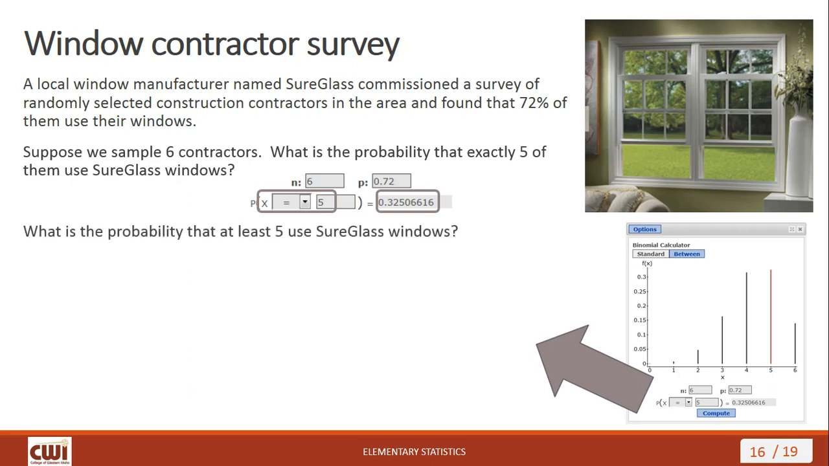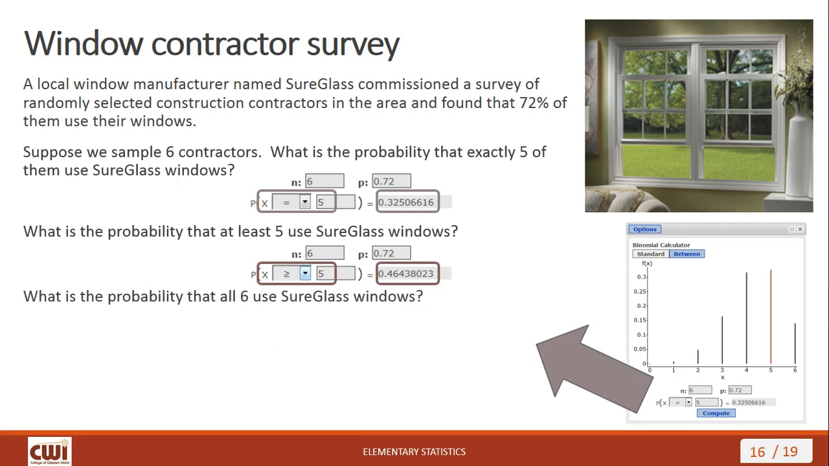What is the probability that at least 5 use Sureglass windows? So now it's not exactly 5. Now it's going to be at least 5. We don't need to go through the steps all over again. If we already have the window up in StatCrunch, all we have to do is go down to that drop-down menu and select the greater than or equal to sign, and then StatCrunch will automatically compute the new probability for us, 0.464. Notice that at least 5 translates into greater than or equal to 5.